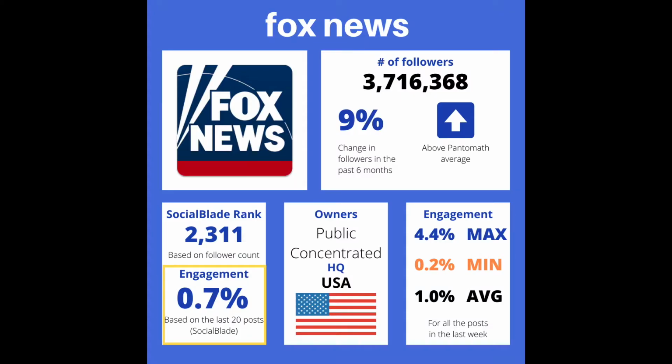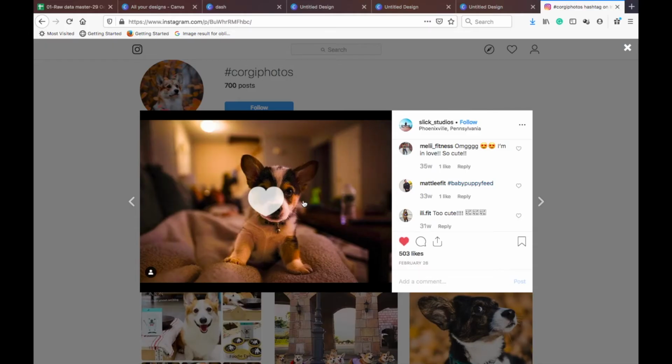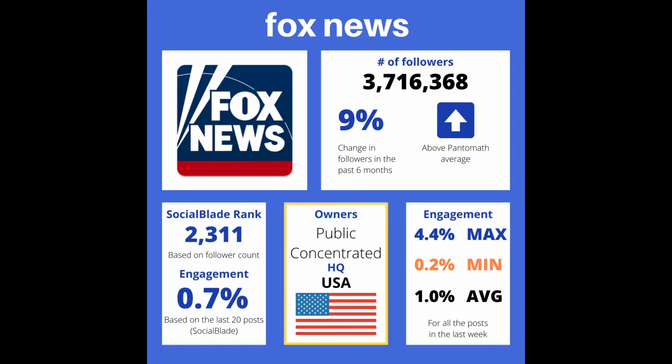Below that is the engagement rate that's on their Social Blade profile, which is based on the last 20 posts. The engagement rate is how many likes there are against how many followers there are. Of course, people who aren't followers do like those posts, but we ignore that because math. Next box has who owns it and where it's based out of.